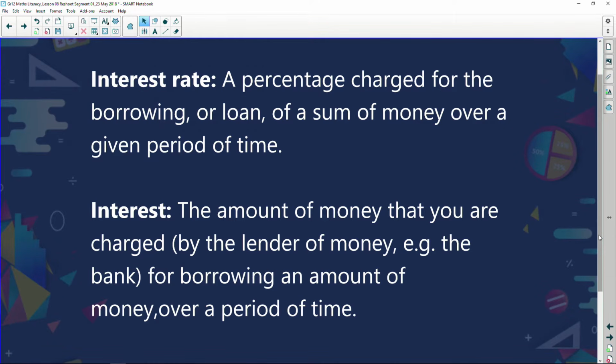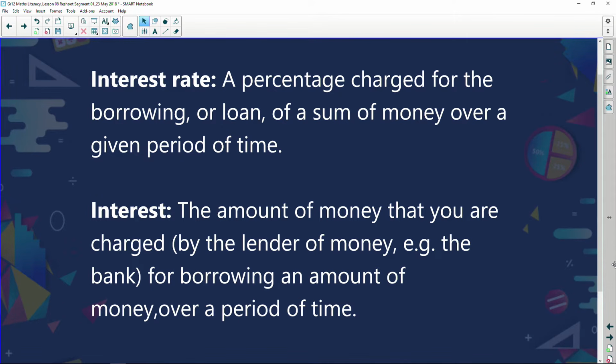But before we even look at simple interest and try and determine what it is, there are two terms we need to come to grips with. The first one being interest rate, and the second being interest itself. Let's have a look here. Interest rate is a percentage charged for the borrowing or loan of a sum of money over a given period of time. Interest is the amount of money that you are charged by the lender of money, for example, the bank, for borrowing an amount of money over a period of time.